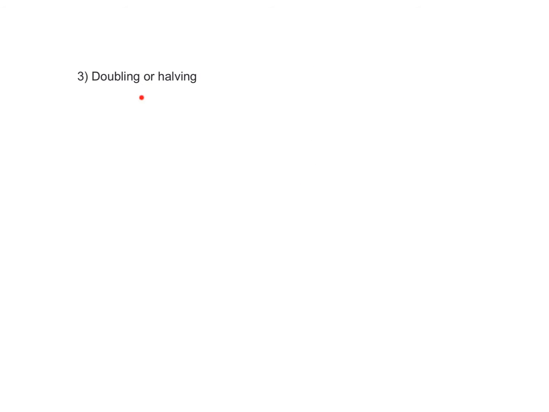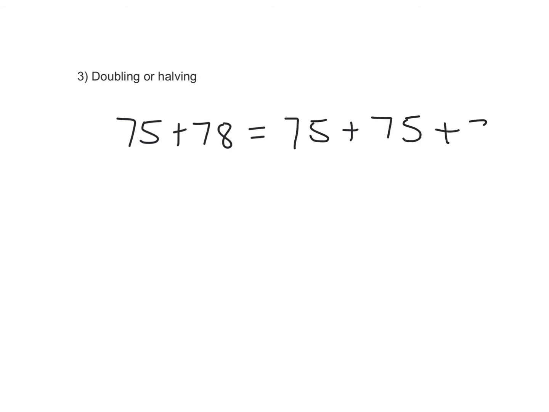A third strategy is called doubling or halving. So in this example we've got 75 plus 78. So we know that 75 is easy to work out, 75 plus, but we know 78 can go to 75 plus another 3. And we know that 75 doubled is 150 plus 3, giving us 153.